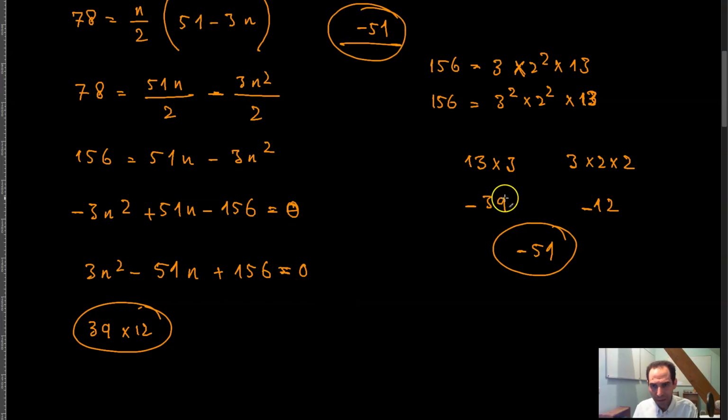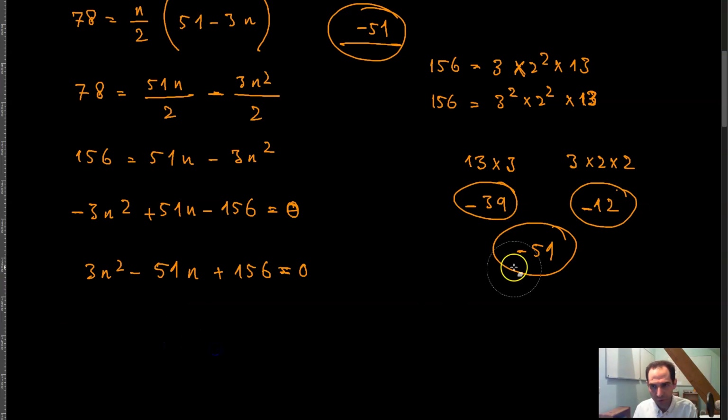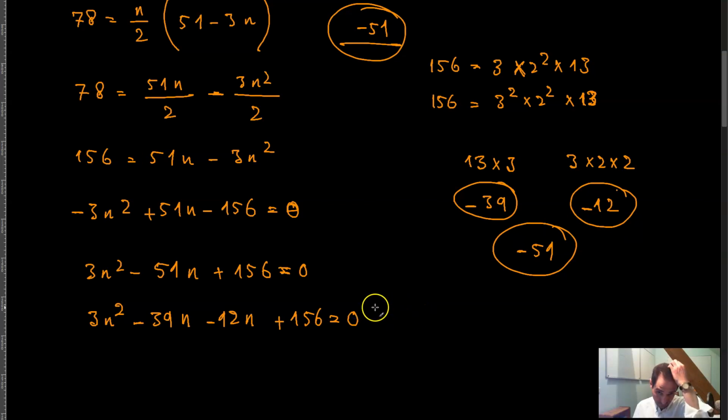Now that I have the two numbers, negative 39 and negative 12, I will use them to rewrite the coefficient of the middle term over here, which is to say that 3n squared minus 39n minus 12n plus 156 is equal to 0. So in a way, you are taking the equation apart in such a way that you can take the common factors out.